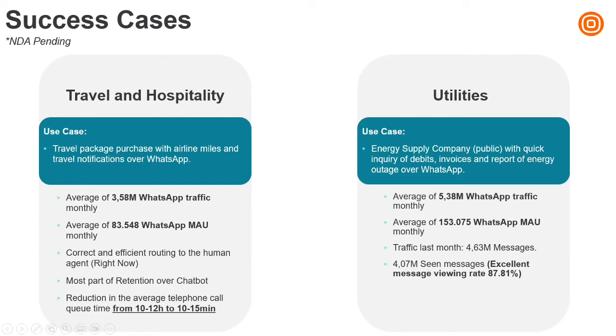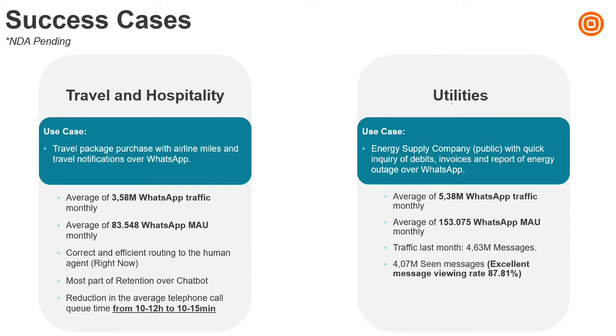Most of the reputation was built on the chatbot, because that chatbot was created for them. It was complete. They could get travel package information, flight times, and things like that. And a good point here is that they had a reduction in average telephone call time from 10 hours to 10 minutes. So they had a lot of benefits with ODA and WhatsApp.